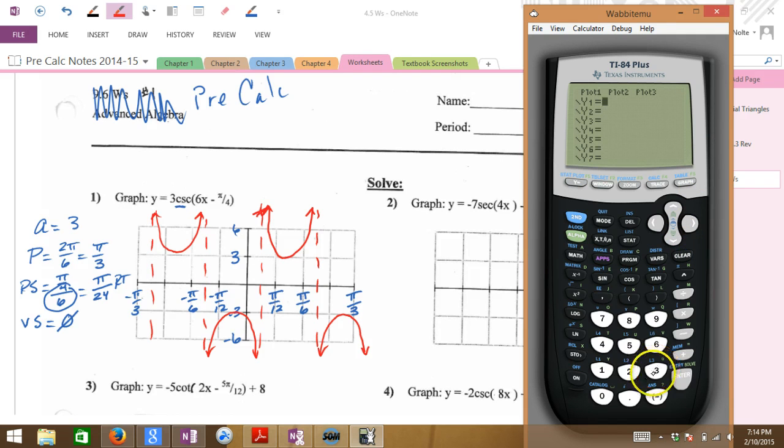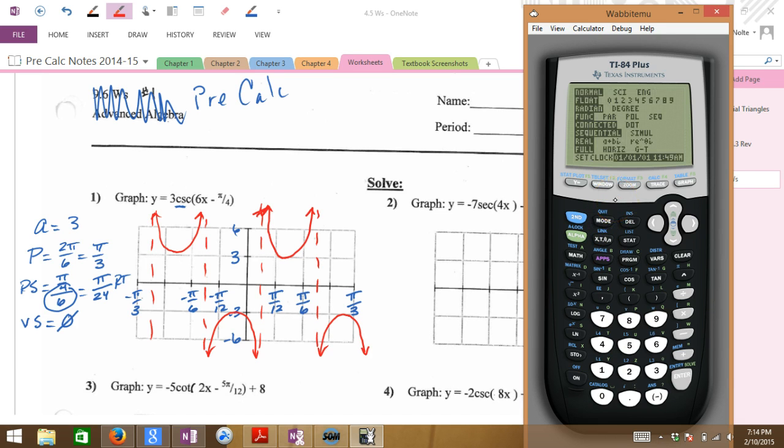So we've got 3 cosecant. Now, since there is no cosecant button on the calculator, I have to do its reciprocal. The reciprocal of cosecant is sine. So I'm going to go divided by the sine, and then after that, it's just exactly what I see on my equation. So 6x minus pi divided by 4.